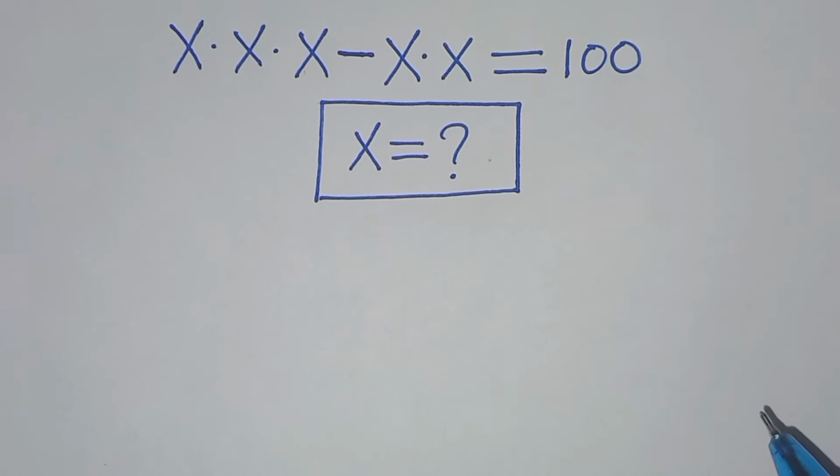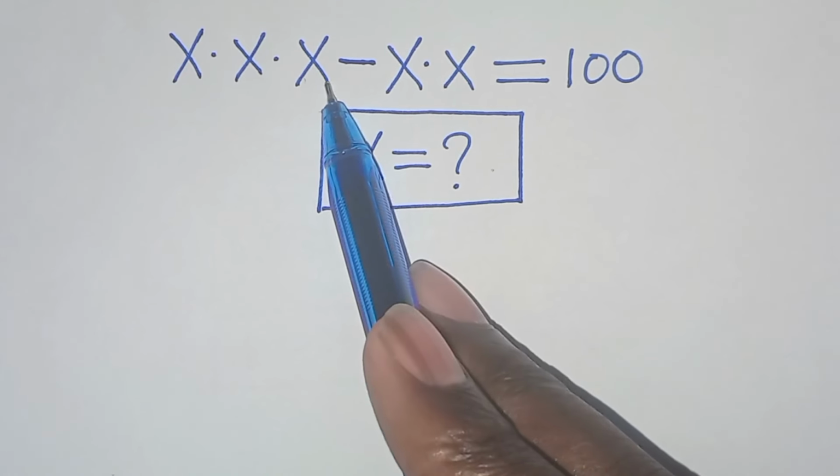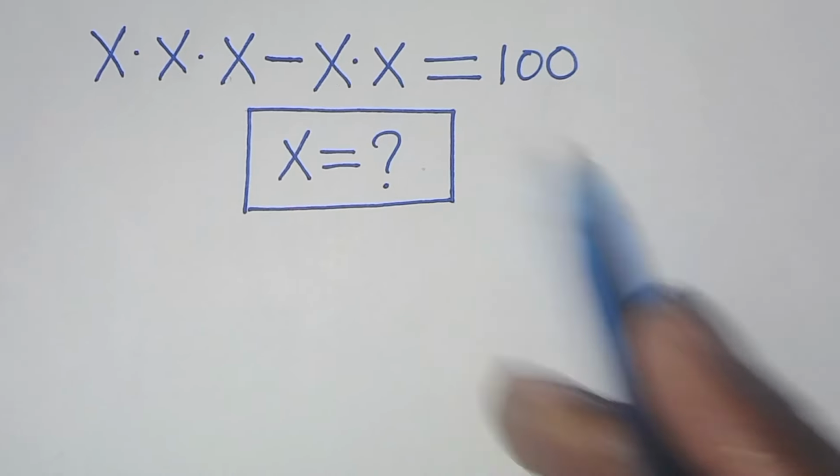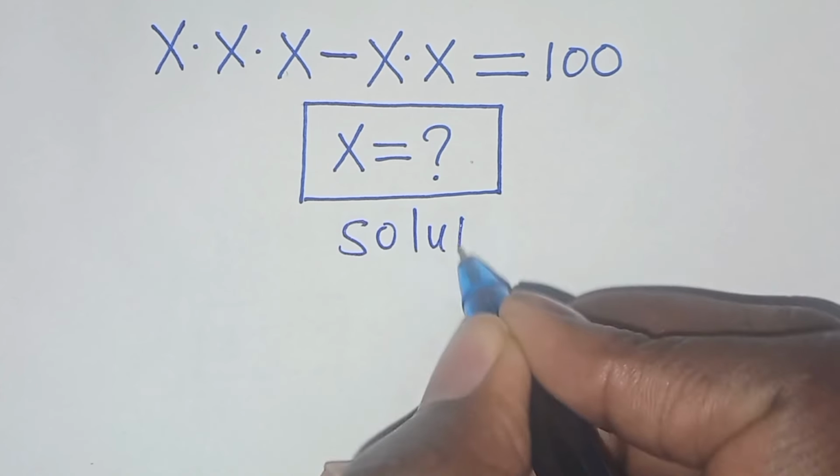Hello everyone, you are welcome to solve this nice algebra problem, which is x times x times x minus x times x. This is equal to 100. What is the value of x? Now let's provide a solution from here.